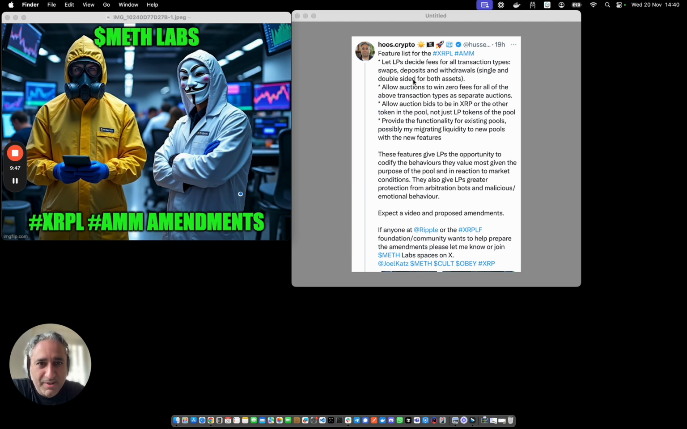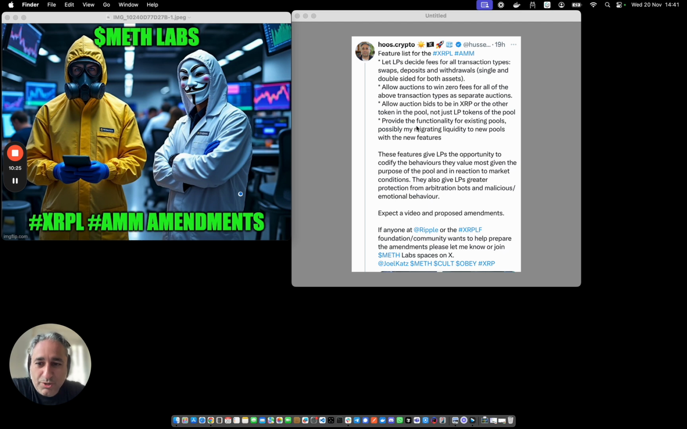I just think the default settings are way too low, and they're not flexible enough, so that I cannot codify, or the community can't codify, the behaviors that they would like to see the pool implement for the benefit of the liquidity providers. So just to reiterate, the LPs decide fees for all transaction types, swaps, deposits, and withdrawals, single and double-sided, for both assets in the pool, and there should also be a higher maximum, maybe 5 to 10% imposed by the ledger, not the 1% that exists today.